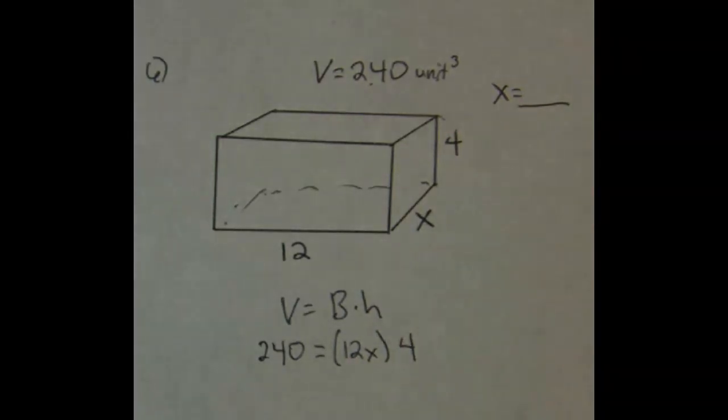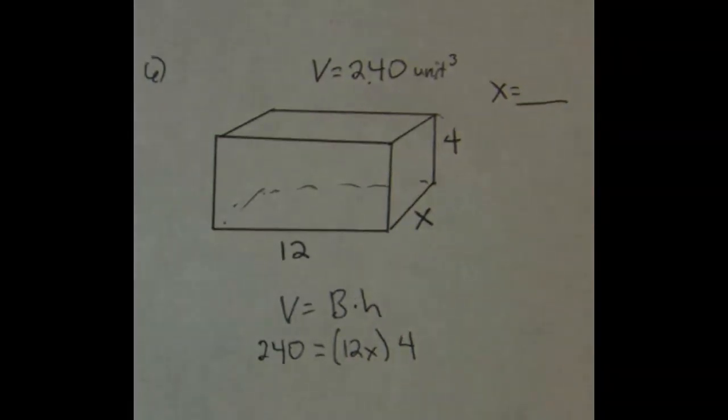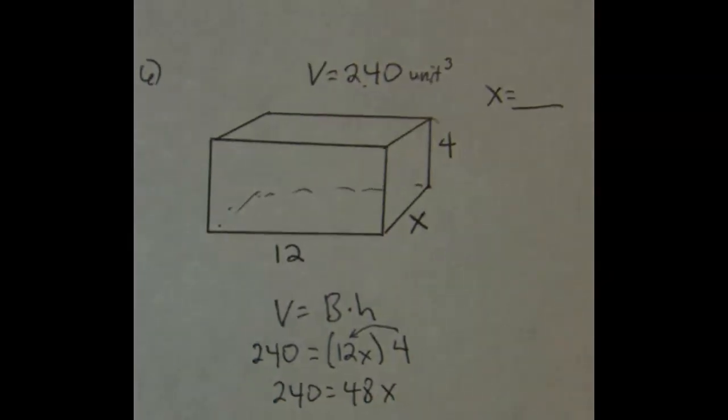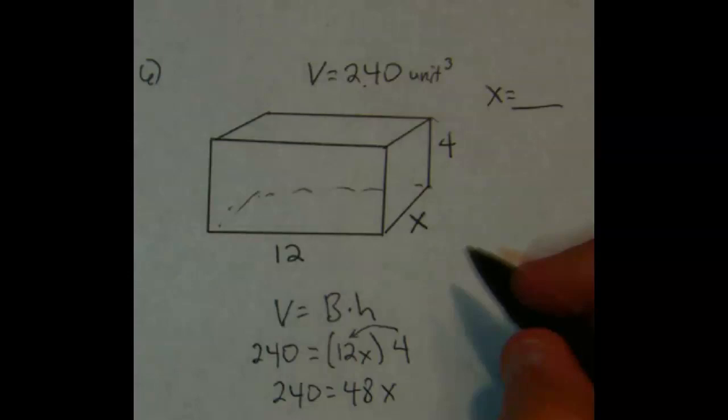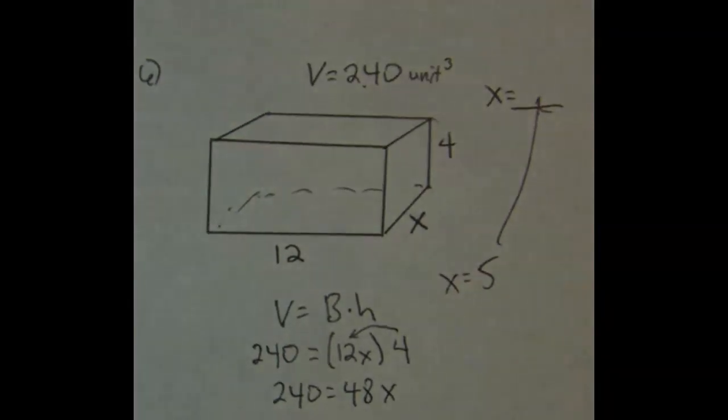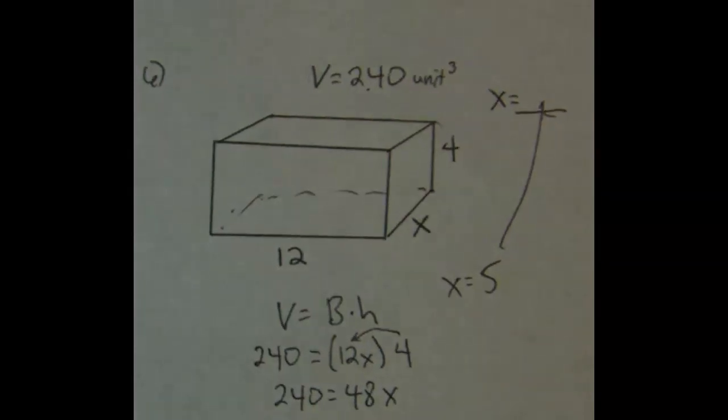Now you have 2 or 3 ways you can go ahead and solve this problem. If you want to go ahead and multiply 4 times 12, you can. If you do so, you get 48x. Well, that makes it easy. So just take your calculators, take 240 divided by 48, and you get 5. So x equals 5. Now, if you wanted to, you could have said 240 divided by 12, and then divide that by 4, and you should still get 5 also. So that one was pretty simple.